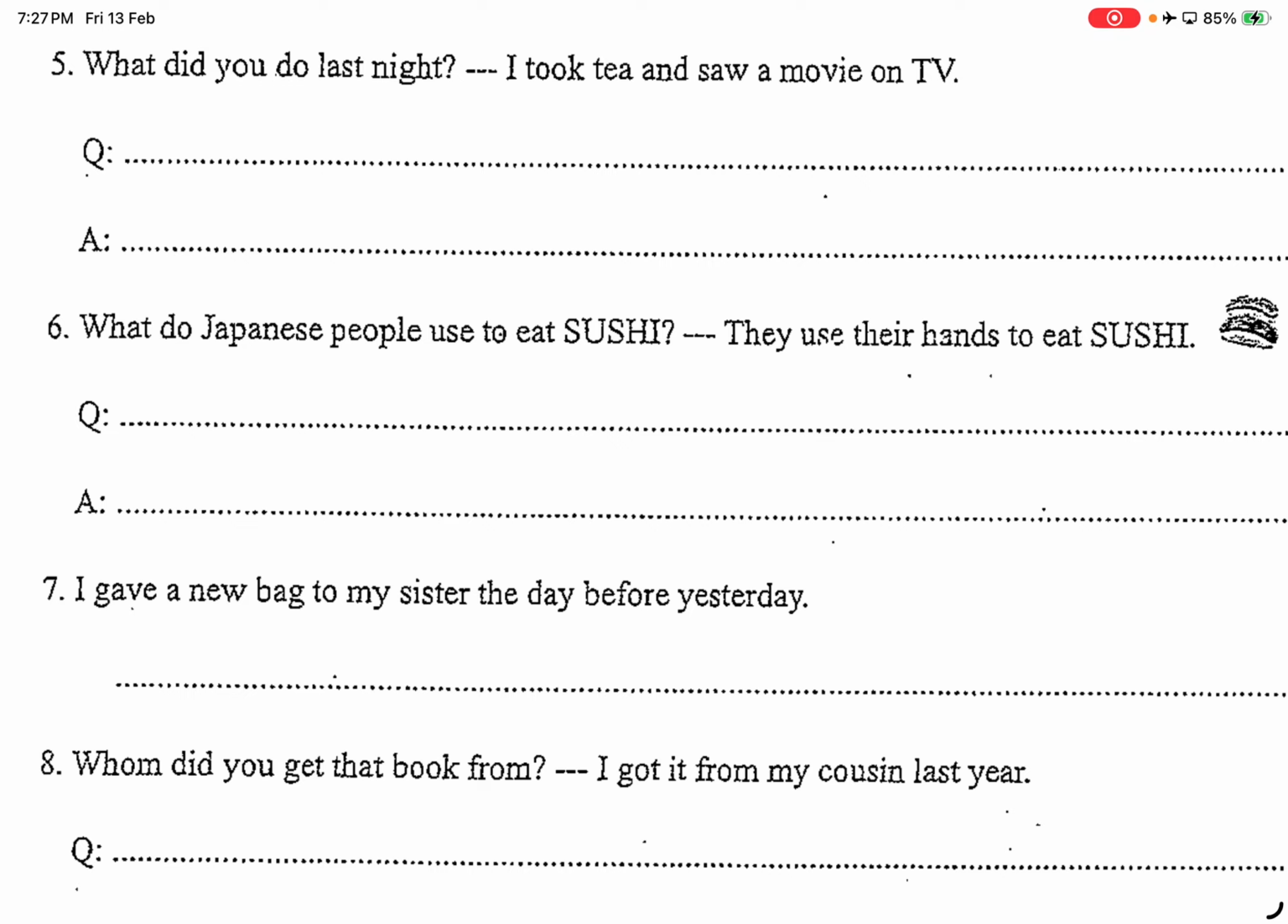Okay, Jin-kun, the answer? They use the hands. 手で食べます。Okay, very good. 手で食べます。That's pronounced as 手で食べます。I mean, I never use hands to eat sushi. I still use chopsticks. I've never seen Japanese people use hands to eat sushi, though. Only the chef who makes the sushi.